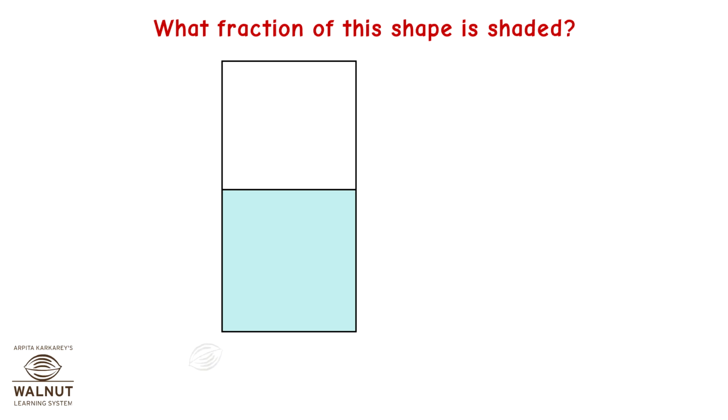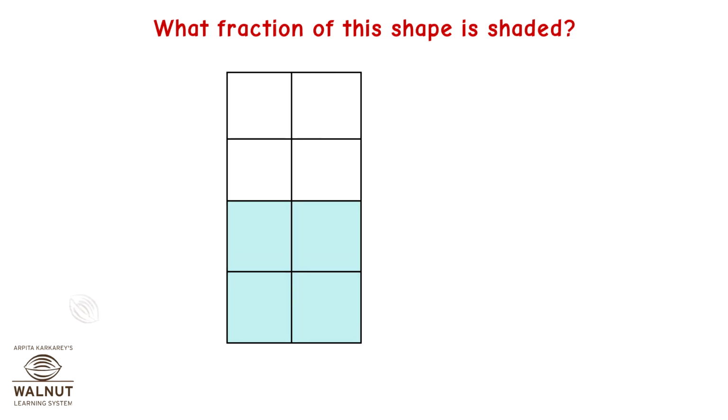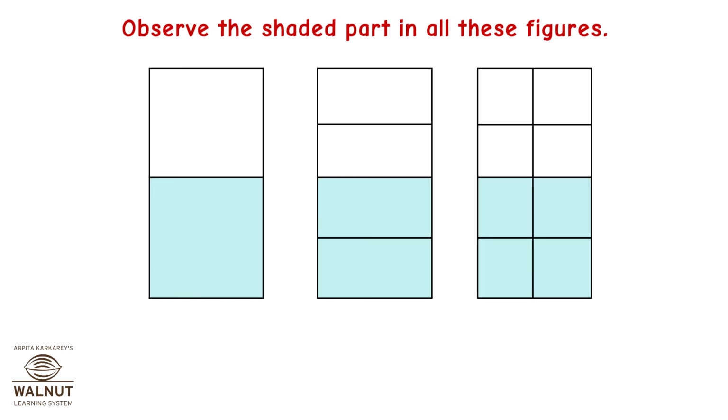What fraction of this shape is shaded? 1 by 2. And this one? 2 by 4. And this one? 4 by 8. Now let's look at all these figures together. Observe the shaded part in all these figures. You can see that it is actually the same.